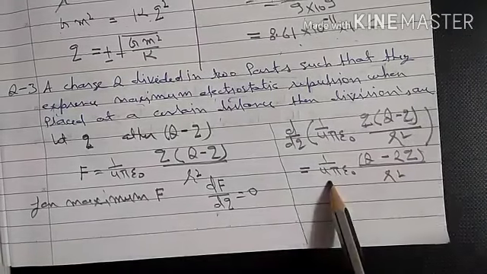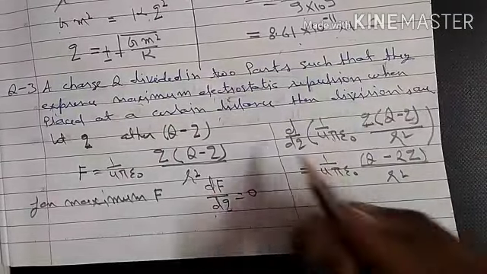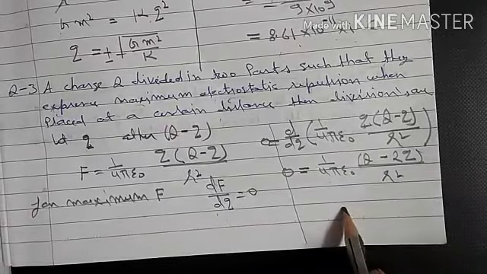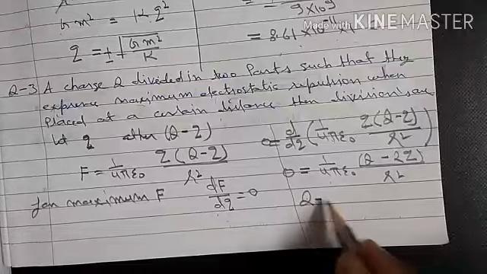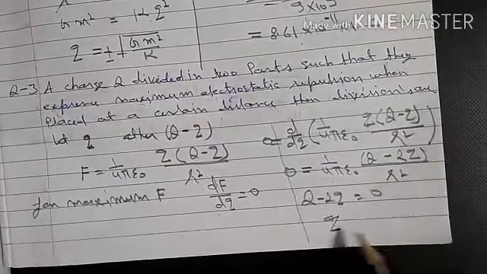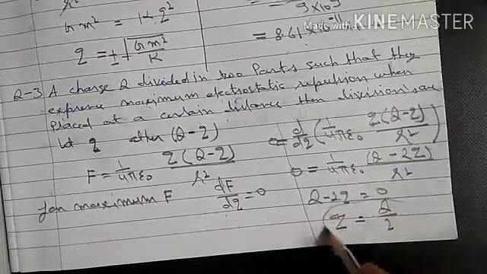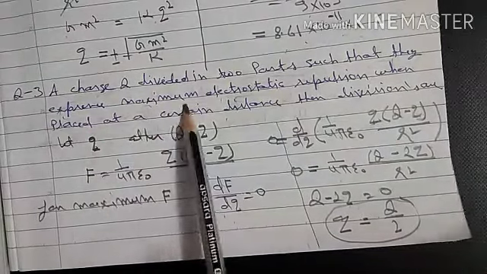So this will be the differentiation, and it is the value of dF by dq. On the left side we may write 0. So by putting 0 and solving this equation, we'll get Q minus 2q is equal to 0. We want to find the division, so q is equal to Q by 2. So the charge will be divided into two equal parts for the maximum force.